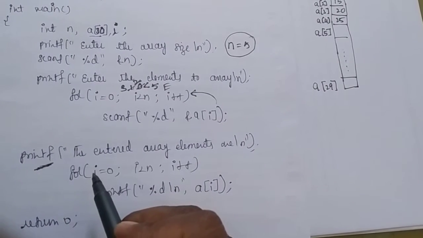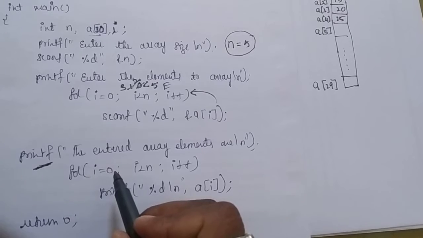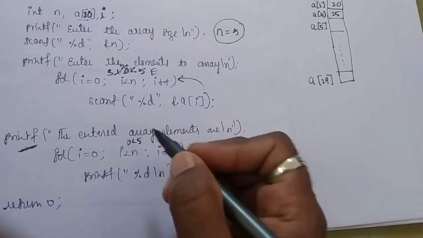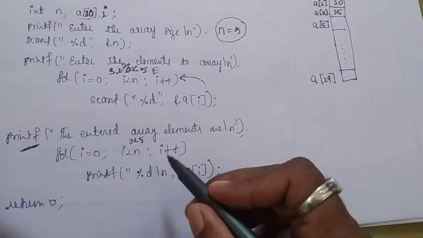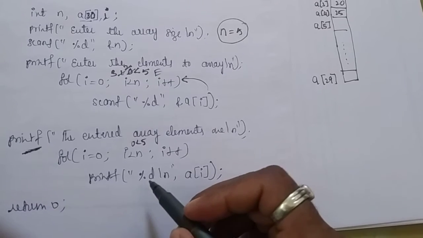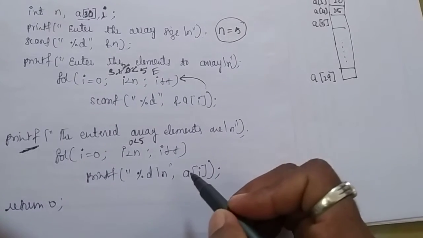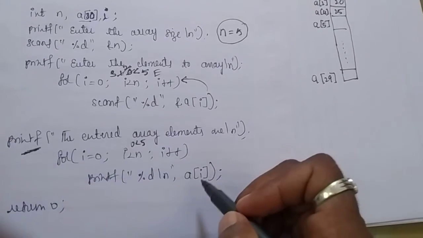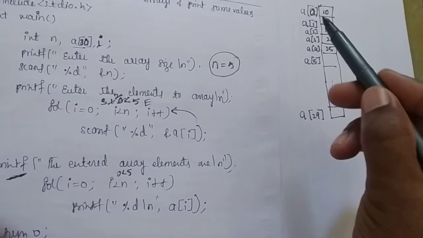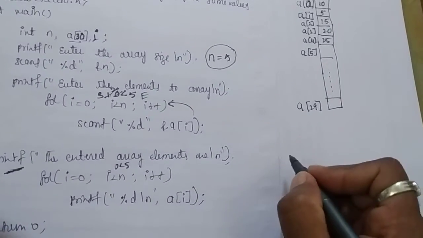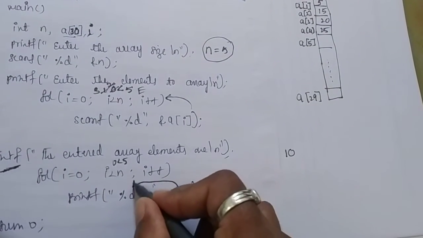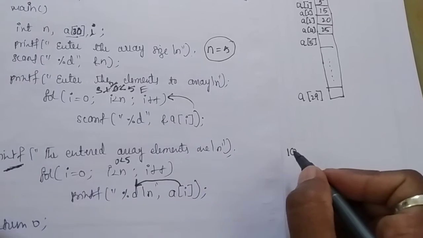Now execute the loop. I is equal to 0, it means initial value of I is 0. Whether 0 is less than 5, yes, condition true. Before I++, it jumps to printf statement. In printf statement we are having %d new line, a of I. See, a of I means a of 0. In a of 0th location, the value 10 is there. So it is going to print 10 on the screen first. Okay na? So 10 will be printed here.